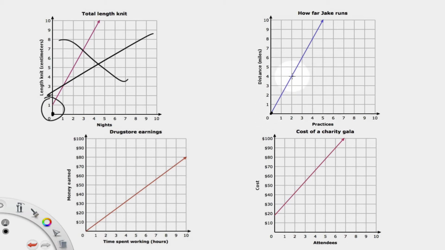And I can check and say, okay, after 2 practices, he's run 4 miles, which means after 4 practices, he should have run 8 miles. And sure enough, that's proportional.